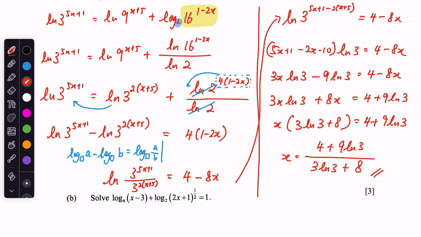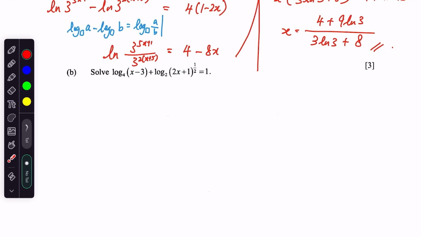Okay, so I'm allowed to have ln 3. Actually, ln 3 is just a number, so even if they say they don't want it to be in terms of ln 3, I can just type it into the calculator. Okay, let's move on to part B.